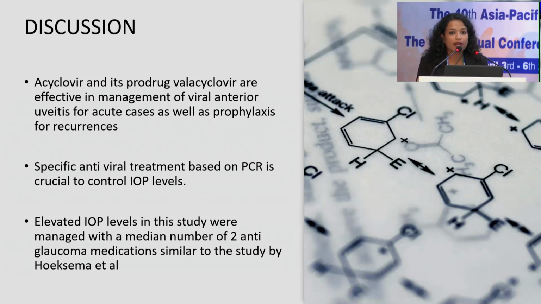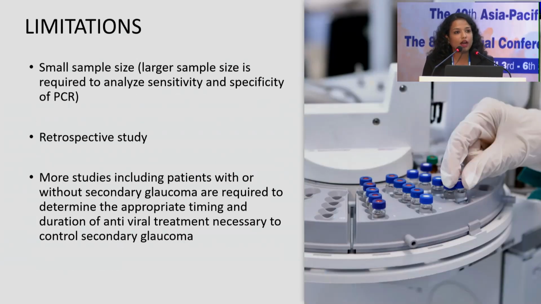In this study, we managed elevated IOP levels with a median of 2 anti-glaucoma medications, which is similar to other studies. Our limitations are the small sample size. We will need a larger sample size to analyze the sensitivity and specificity of PCR. It's a retrospective study, and more studies including patients with or without secondary glaucoma are required so that we can find out the appropriate timing and duration of antiviral treatment necessary to control secondary glaucoma.